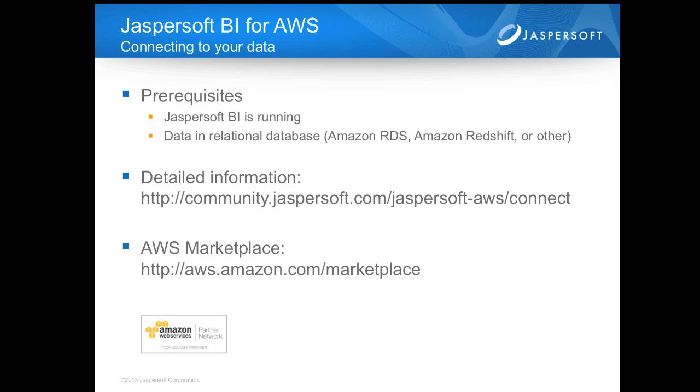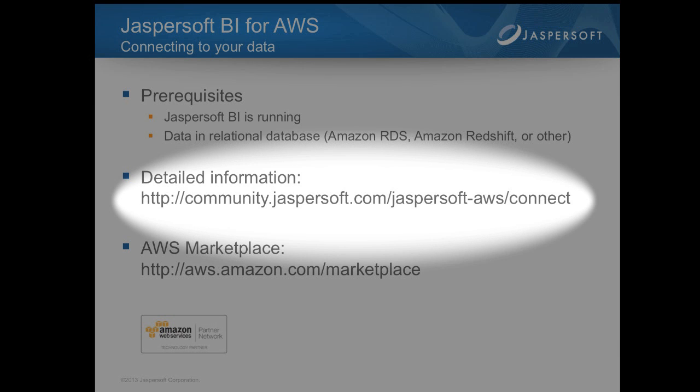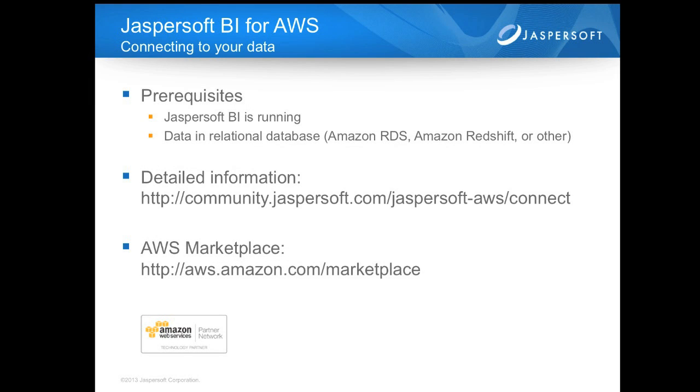Once you have Jaspersoft Business Intelligence for Amazon Web Services up and running, the next thing you'll want to do is get connected to your data. You'll be able to find all the detailed information that we'll see in this video at this URL here. If you don't already have Jaspersoft up and running, you can go to that same URL but replacing connect with launch instead and get details on how to launch it.